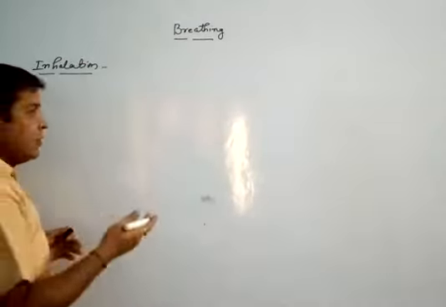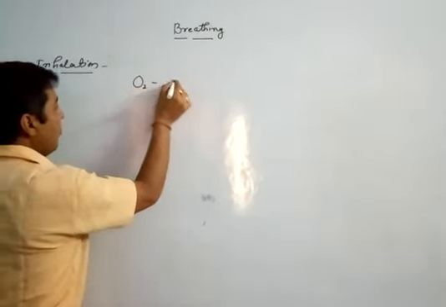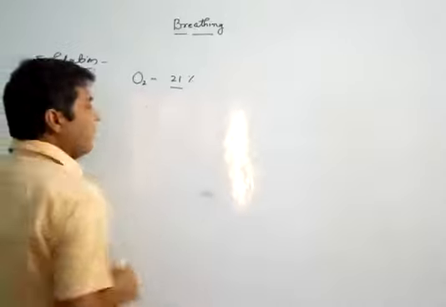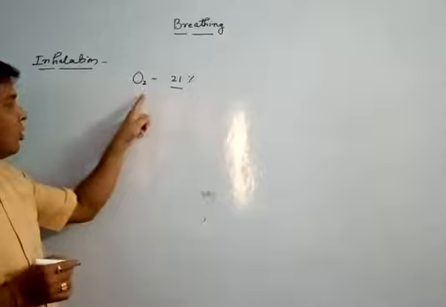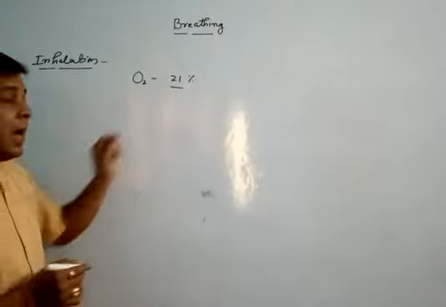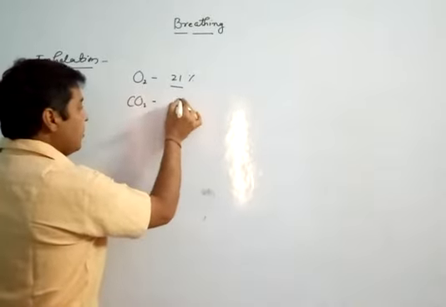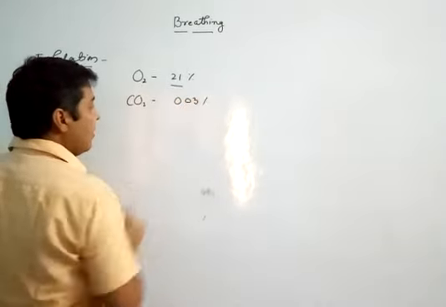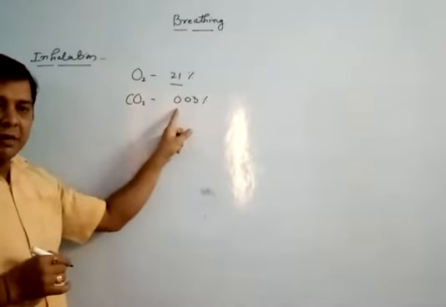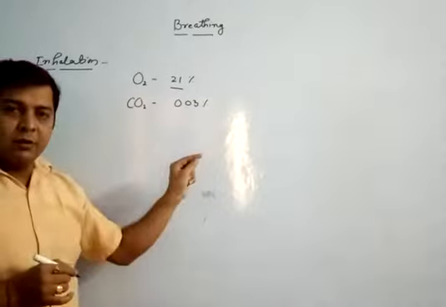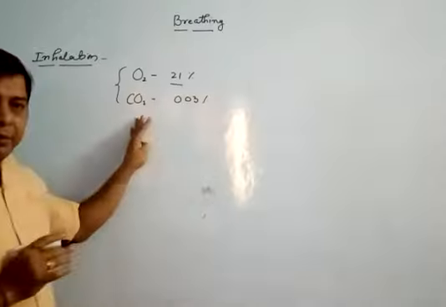During the time of inhalation or inspiration, we take oxygen 21%. This is very important. At the time of inspiration, inhalation, how much oxygen do we take? 21%. At the same time, we take carbon dioxide 0.03%. We know that 21% oxygen and 0.03% carbon dioxide are present in the atmosphere, and we take the same percentage. This data you need to remember.